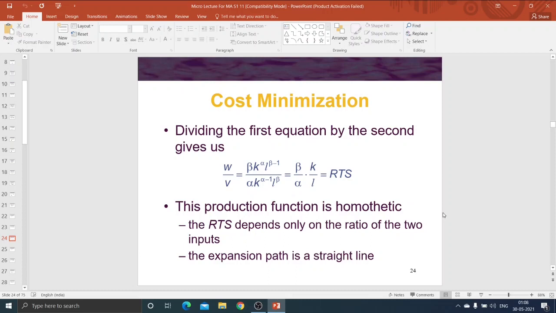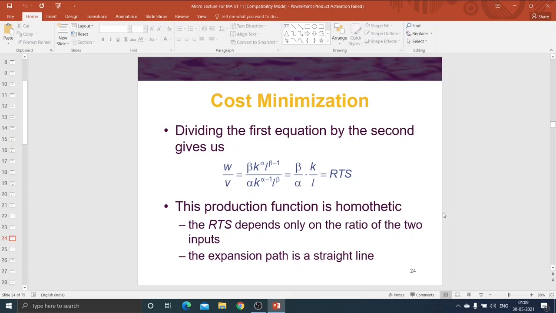So this is what we said earlier, this RTS. The rate of technical substitution depends, in this context, on the ratio at which you are ready to change your labor to capital or capital to labor. So this production function is homothetic. Therefore, the RTS depends only on the ratio of the two inputs in that sense.